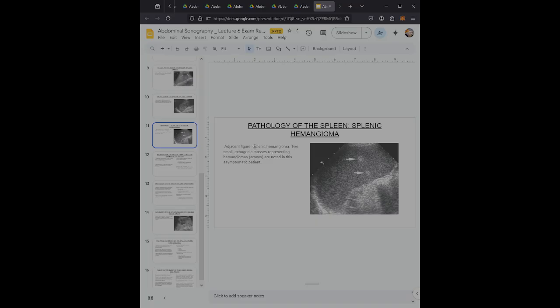As you can see here, we have a splenic hemangioma, and the two small echogenic masses represent these hemangiomas. And these are noted in the asymptomatic patient.